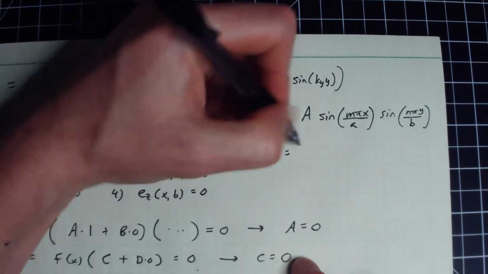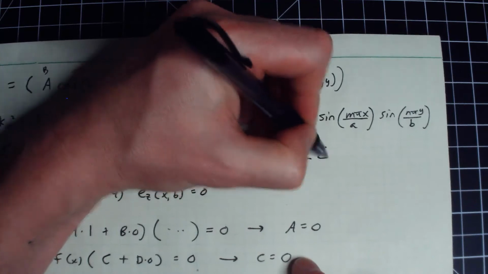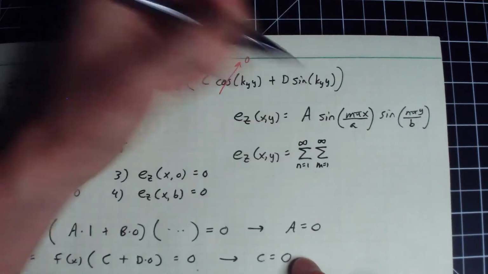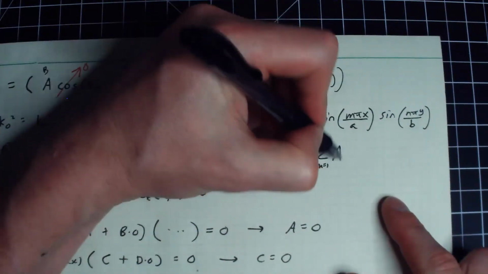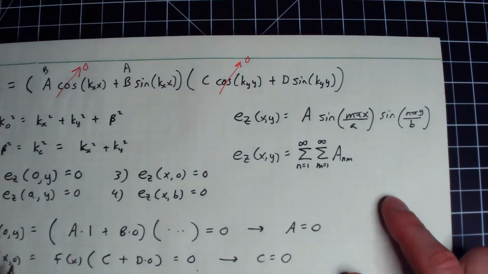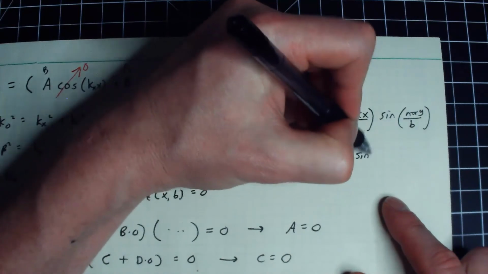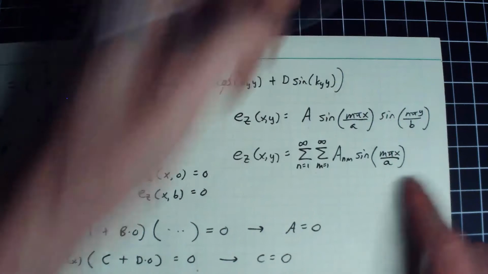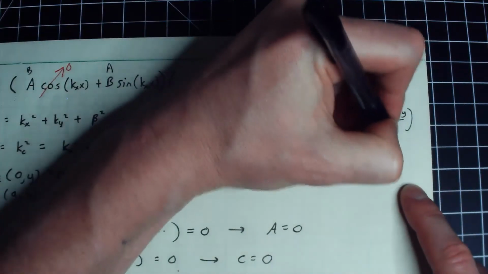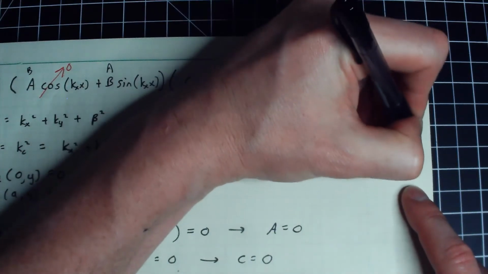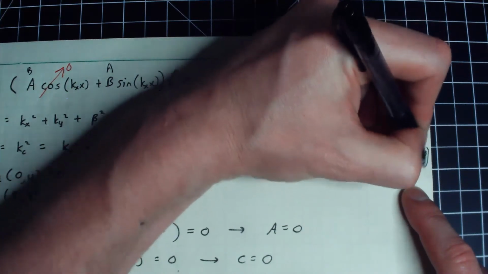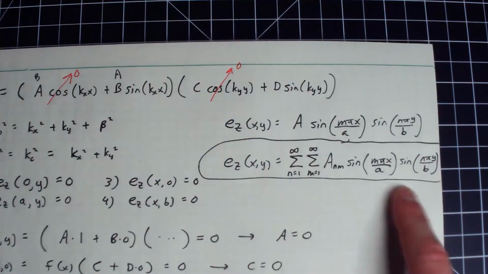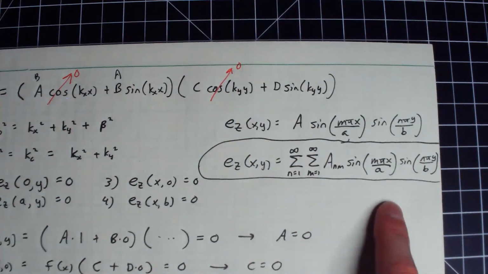E sub z of x comma y is equal to a summation from n equals 1 to infinity and m equals 1 to infinity. Then I'm going to have the a sub mn coefficient, and then sine of m pi x over a. I'm sorry, I'm falling off the edge here. Let's see if I can squeeze it in here. Sine of n pi y over b. There you go. So that is the general solution for the z component of my electric field profile.